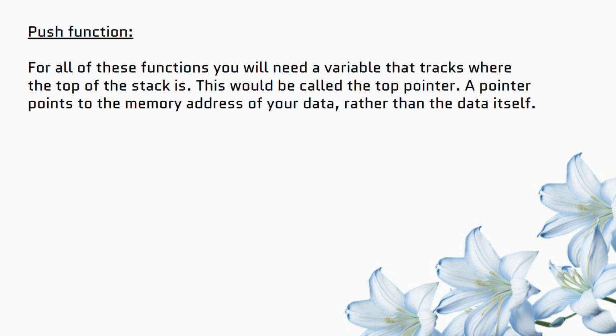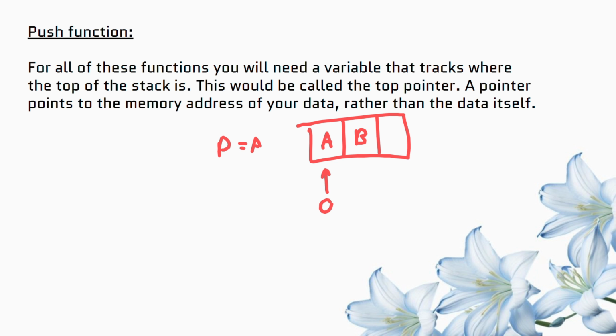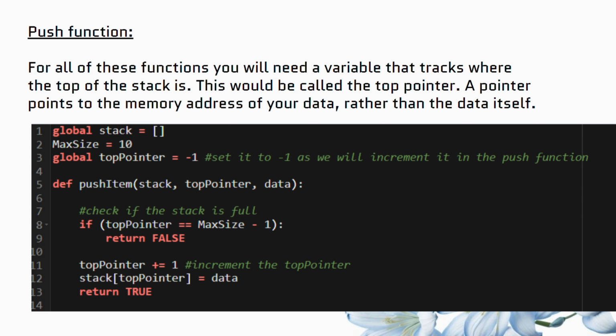So for example, let me make sure this is properly solidified. If we have an array here and it's containing A and B, the pointer for the front of the array would point to index 0. It's not storing the value A, it's storing index 0. So you could then go array pointer and it would recall A. So let's actually implement it.